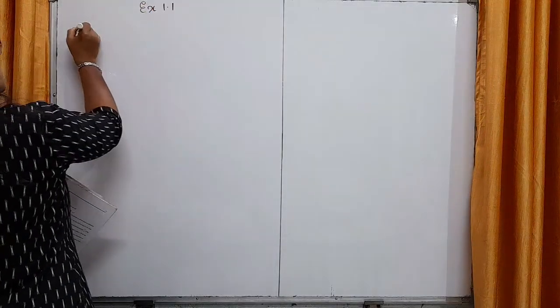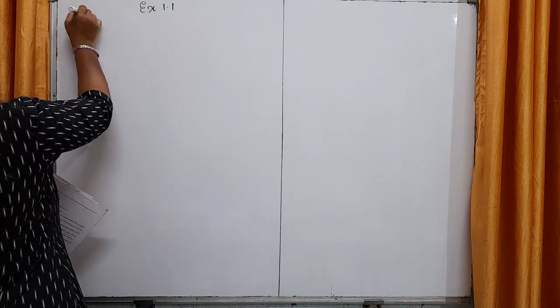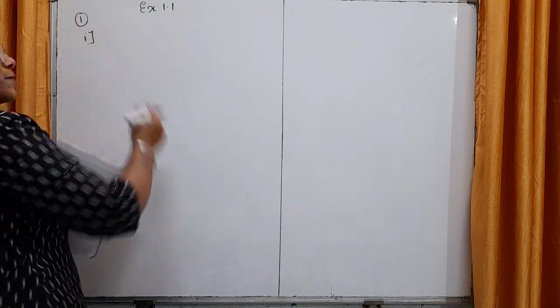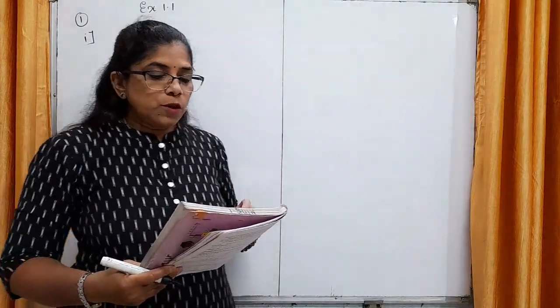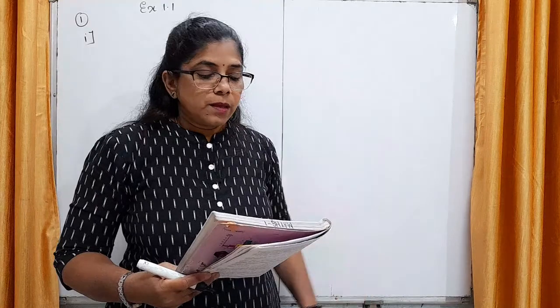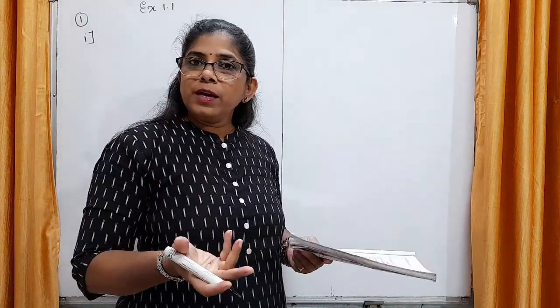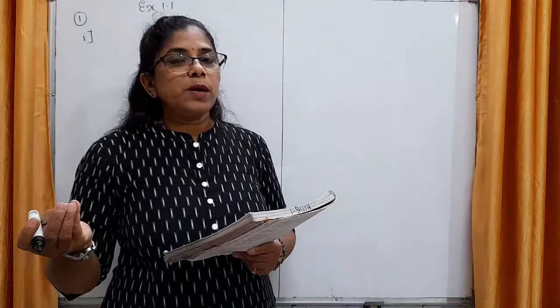Exercise 1.1, first Roman number, first sum. Now what is this first problem? In which of the following situations does the list of numbers involved make an arithmetic progression, and why? Here they have given 4 problems. We have to check whether it forms an AP or not. If it forms, why it forms, and if it doesn't form an AP, why it is not forming an AP.